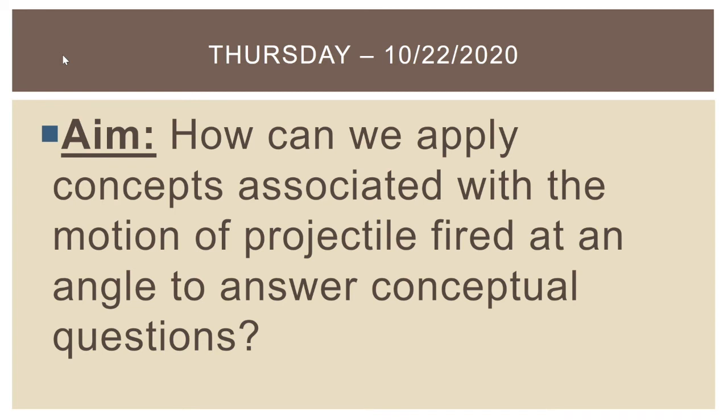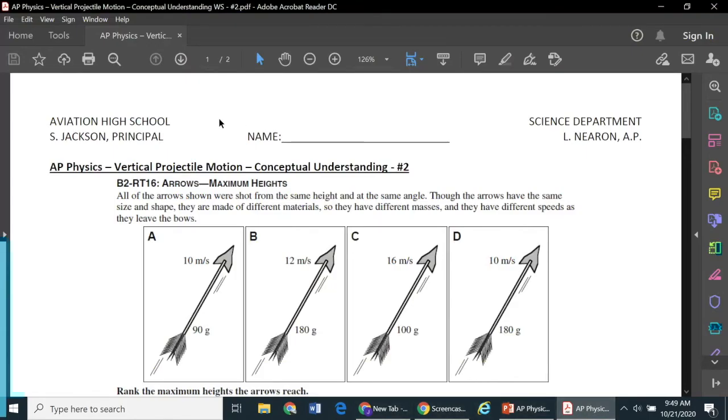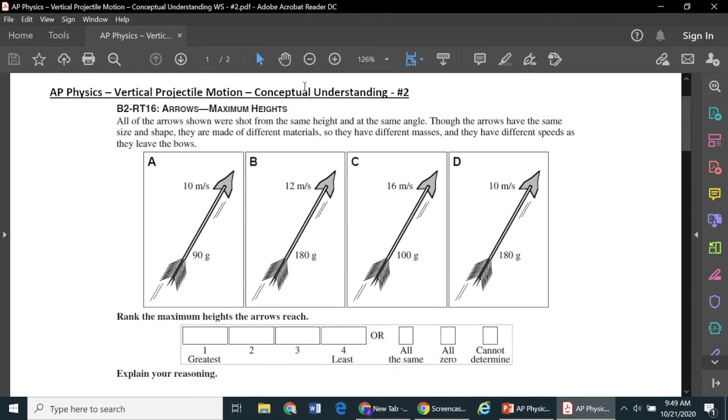And so now that we've basically covered the problem solving and conceptual questions that you can answer with graphs, I'd like us to go back and take a look at conceptual questions that you could answer using proportional reasoning. If you look at the post on Google Classroom, you will see a worksheet entitled Vertical Projectile Motion, Conceptual Understanding, number 2. We already finished number 1 yesterday with the questions about the graphs.